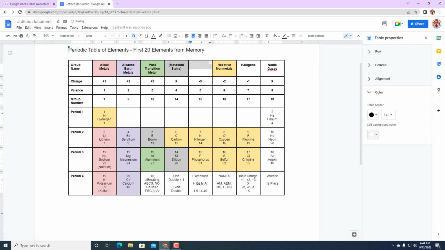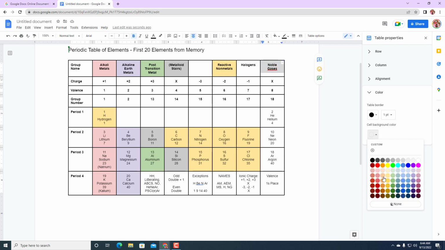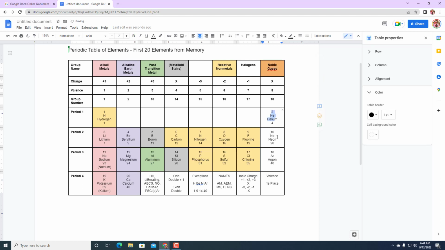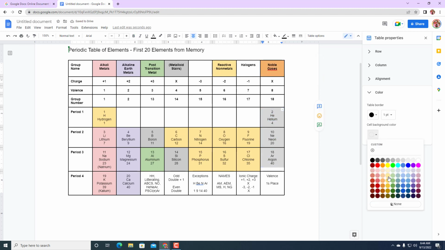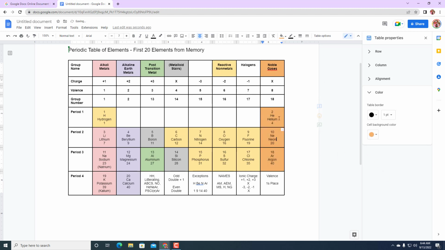All right. Okay, so some people learn better with colors, and sometimes that's a little bit easier. And then maybe with the noble gases, we'll do orange, something just a little bit distinct from that yellow over there. Okay. There we go. All right, and I won't mess with the halogens, although fluorine and chlorine are halogens. I don't want to make it reactive nonmetals and the halogens because it gets a little bit goofy here.